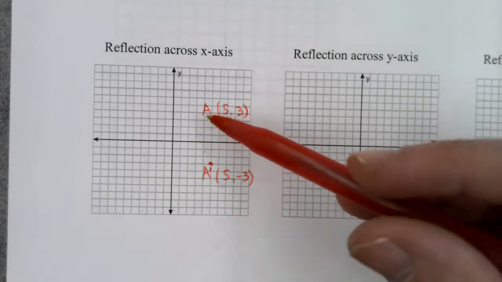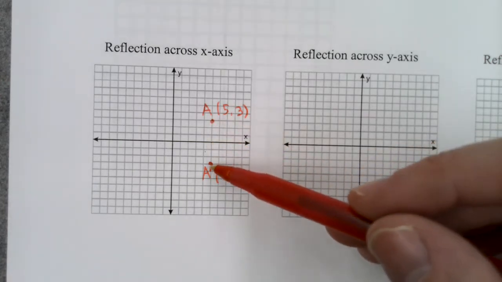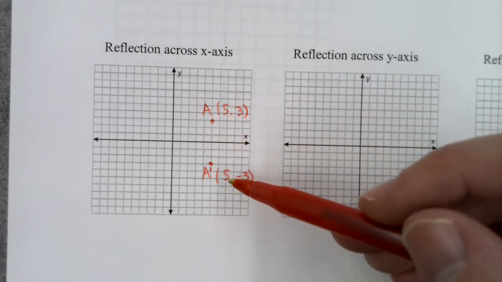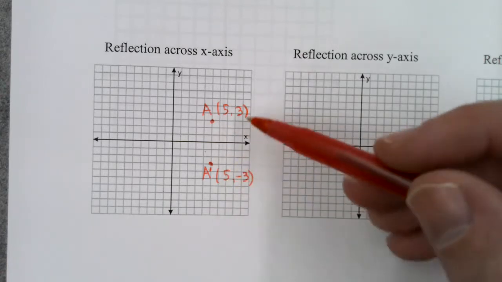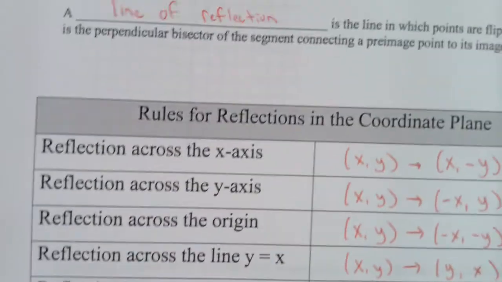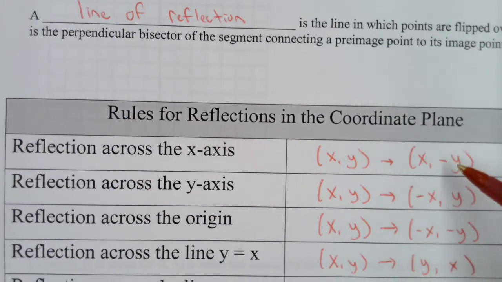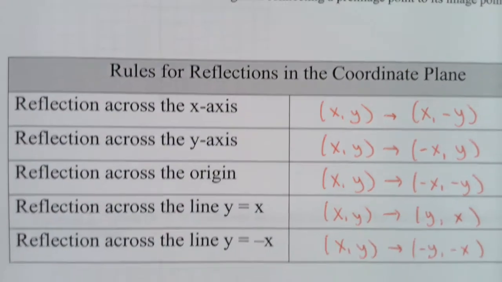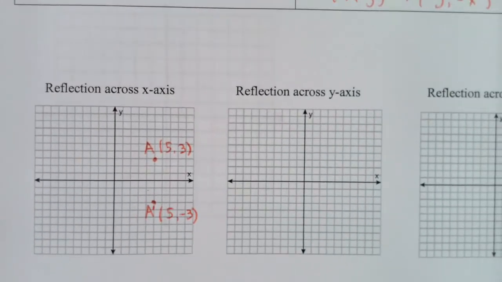Okay, so A got reflected across the x-axis to A prime. And look what changed. The x did not change. The x is still 5, but the y value changed from 3 to -3. So that's why the rule is (x, y) maps onto (x, opposite y). You may think the x changes, but no, the y changes.